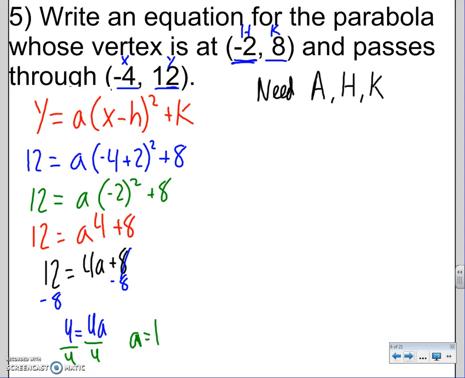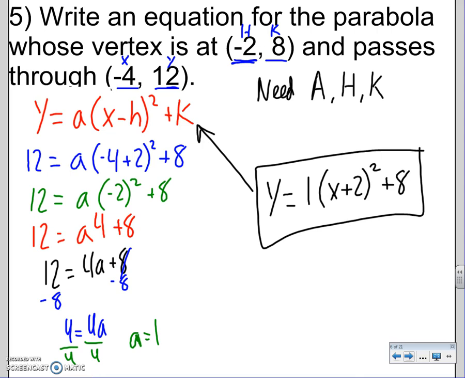Alright, so we found a. So now we're going to plug in our a, our h, and k into this equation. So leave y alone. A is 1. X, opposite of h is positive 2. Squared plus k. K is 8. That is our answer. A just happened to be 1 there. Usually a is not always 1.